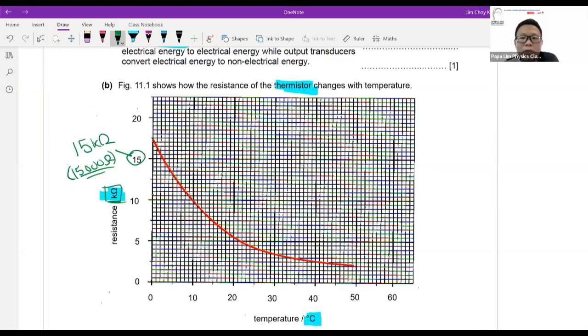So whenever a graph is involved, I always advise students to look at these two things: the labeling of the axes, what does it mean to you, and secondly, the prefixes used on the axes. See whether there is any kilo, milli, mega, where you need to take note of the zeros when you look at it in your mathematics working.